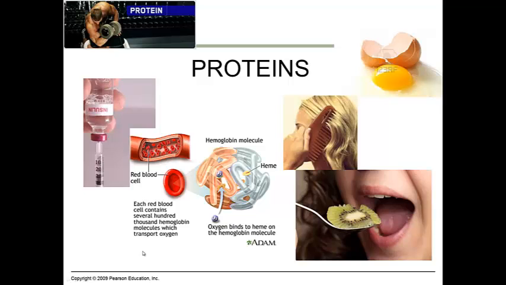Hi everyone, Professor Stefero here, and this screencast is going to discuss proteins. Proteins are very important in biological organisms. They perform many vital functions.